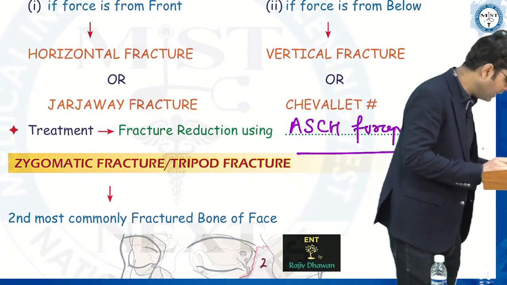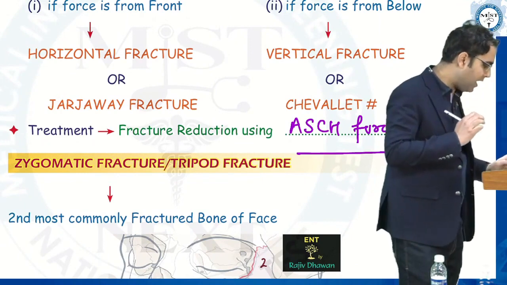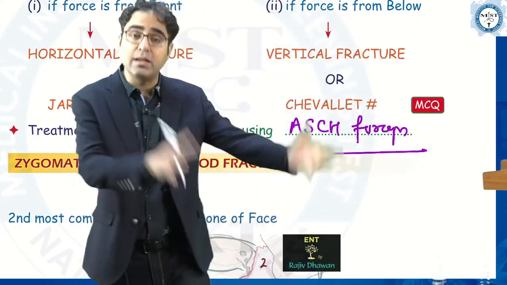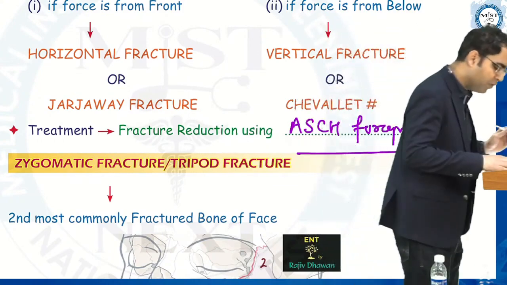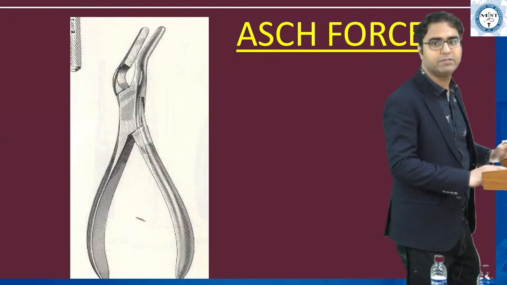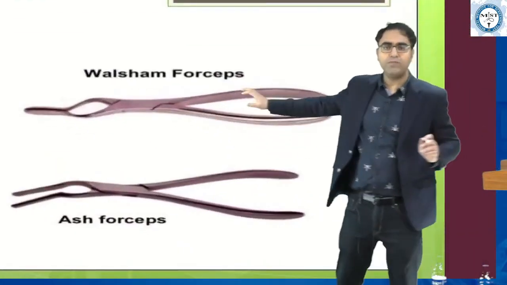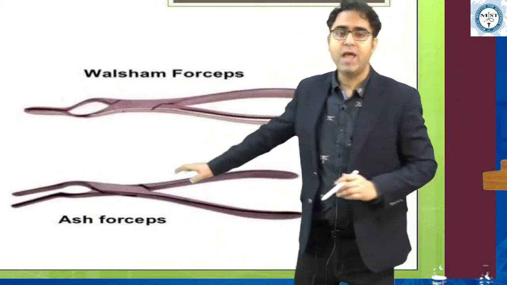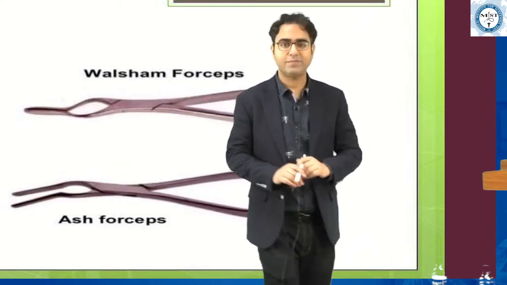Fracture reduction using ASH forceps for ASCH. Anybody, what was the name of the forceps for the nasal bone fracture reduction? Walsham forceps. What is the name of the forceps for the fracture reduction of the septum? For the septum, we have ASH forceps. Can you see? Walsham forceps are for the nasal bone fracture reduction. ASH forceps are for the septum fracture reduction.